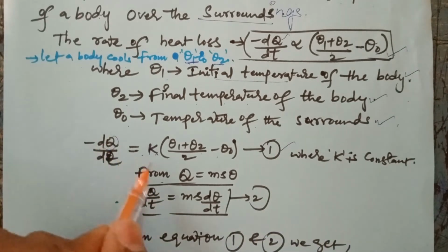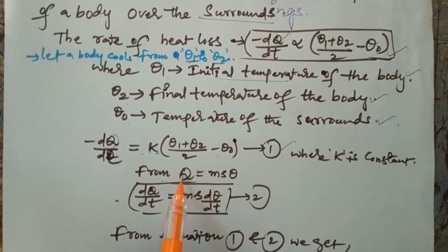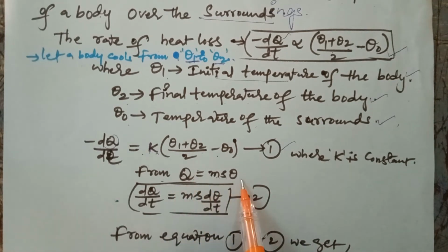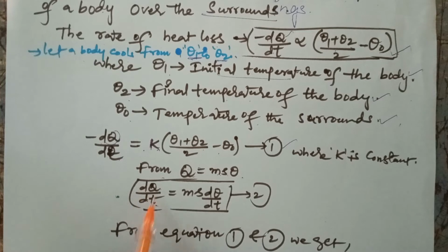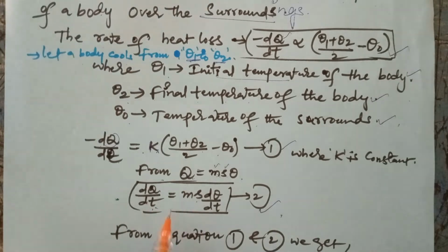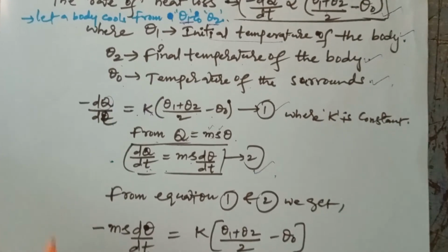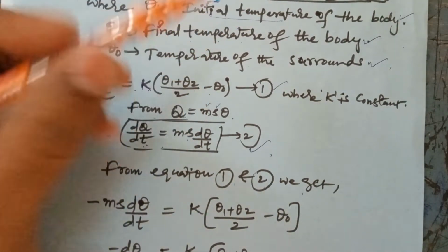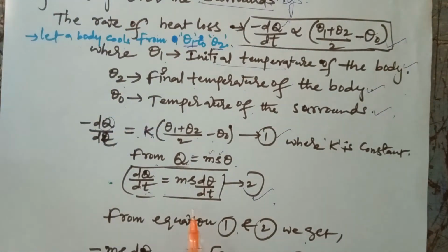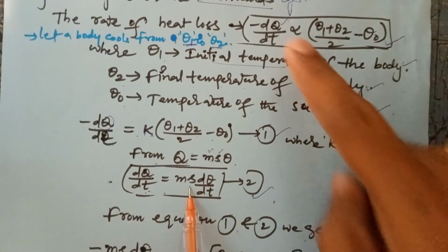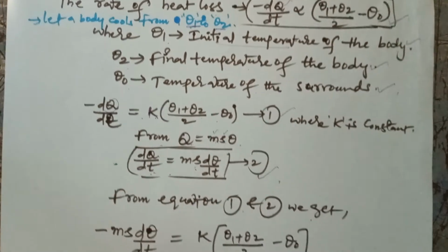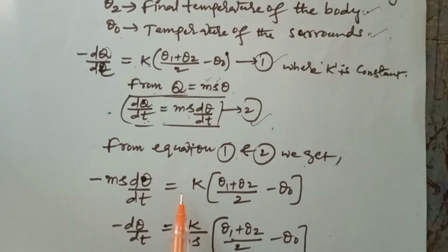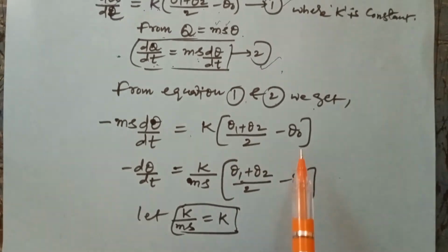From specific heat, you already know, the heat energy is equal to what? The formula is msθ. With respect to time, we write dQ by dt is equal to ms, which is constant, into dθ by dt, according to the specific heat concept. Then from equations 1 and 2, we get, replacing dQ by dt, minus ms into dθ by dt is equal to the remaining term, k into (θ1 plus θ2)/2 minus θ0.